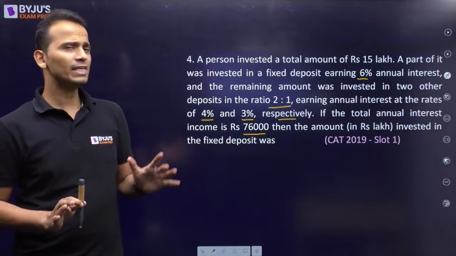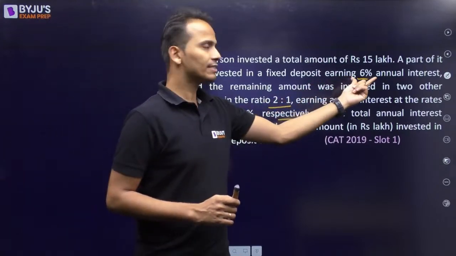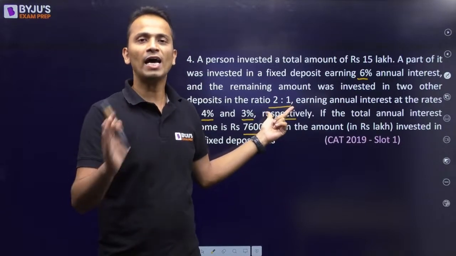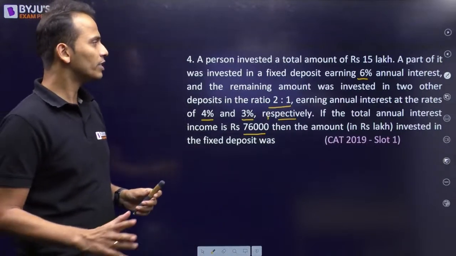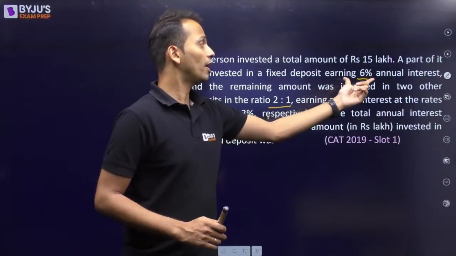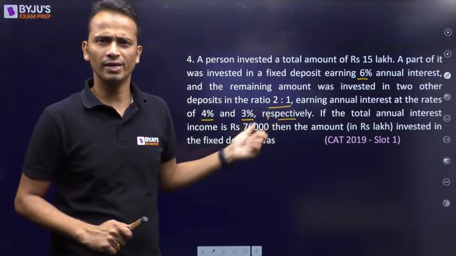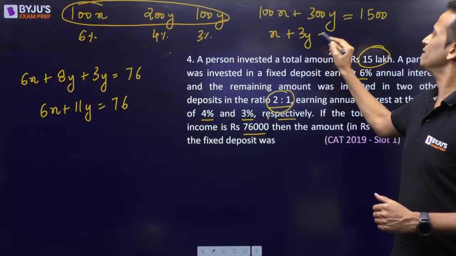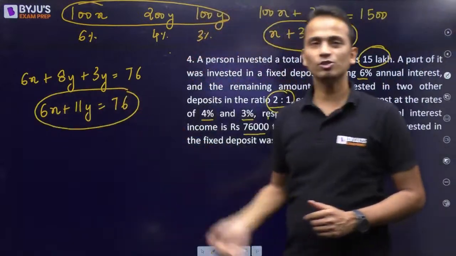So what we can say is the entire money is divided in 3 parts. First part, you can take it as X. Second and third part, you can take it as 2Y and Y, because the ratio is 2:1. Okay. So this way you can treat this easily. Or you can take the first part as 100X, the second and third part as 200Y and 100Y. 3Y is equal to 15. So now you have this equation and this equation, you can solve both of them.